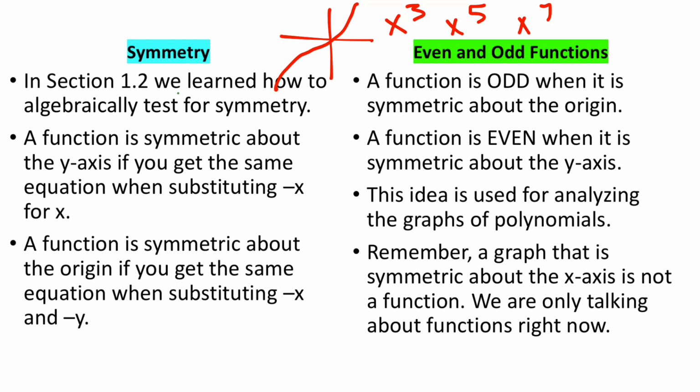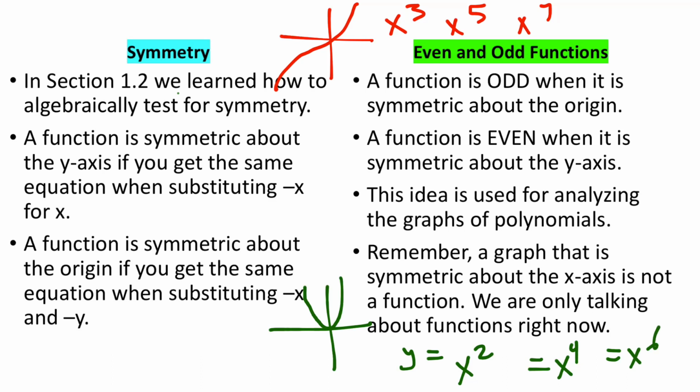Okay, so a function is said to be even when it is symmetric about the y-axis. So when you're symmetric about the y-axis, you've got something that looks like this, maybe. Okay, so that could be y is equal to x squared, or x to the fourth, or x to the sixth, something like that. Or it could have a negative in front of it, which would turn it upside down.